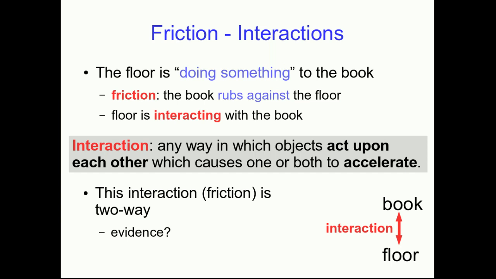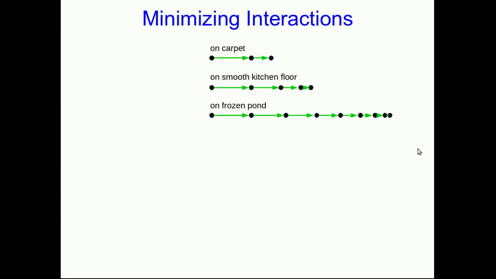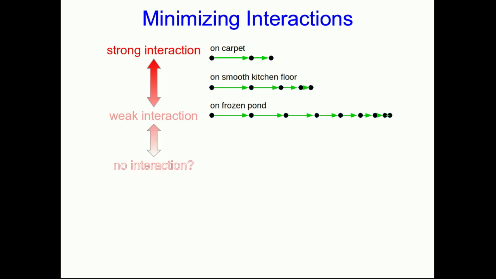But you can make a similar interaction because when you rub your hands together, there's friction between them. And you know from experience that both of your hands warm up. So this is clearly a two-way interaction when things rub on each other. So the reason the book goes farther on the pond than it does on the carpet is that there's more friction on the carpet than there is on the pond. Or we would say that the book has a strong interaction with the carpet, but only a weak interaction with the pond. But that begs the question, can we set up a situation where there's no interaction?